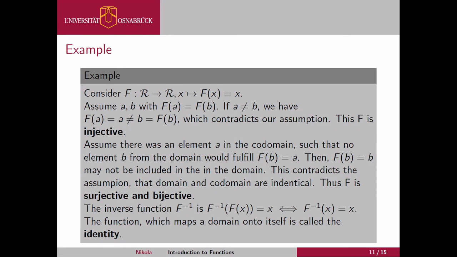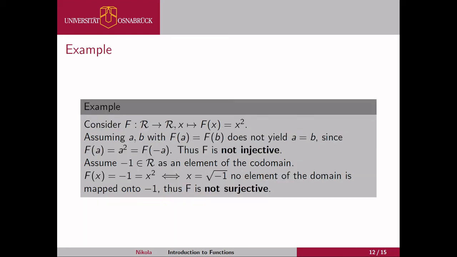And this is a special type of function. Here we're mapping every element onto itself. And this function is called the identity. The identity is always bijective, it's always invertible, and it's in a sense the trivial function. This, of course, holds true for all other possible sets. In every possible set, the identity has this property of being bijective and invertible.